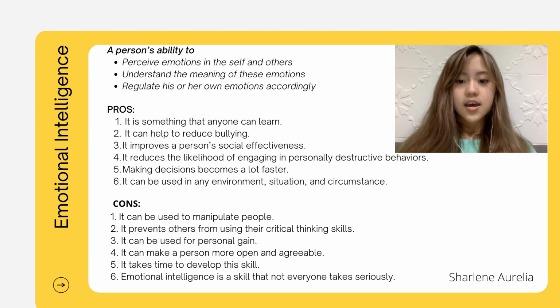As for the cons, the first one is it can be used to manipulate people because we can control how others feel, and it prevents others from using their critical thinking skills because we tend to use our feelings too much when deciding something, and it can be used for personal gain. It can make a person be more open and agreeable, and it takes time to develop the skill because it is a skill that we must practice habitually, and we can't learn it through textbooks. Emotional intelligence is also a skill that not everyone takes seriously.